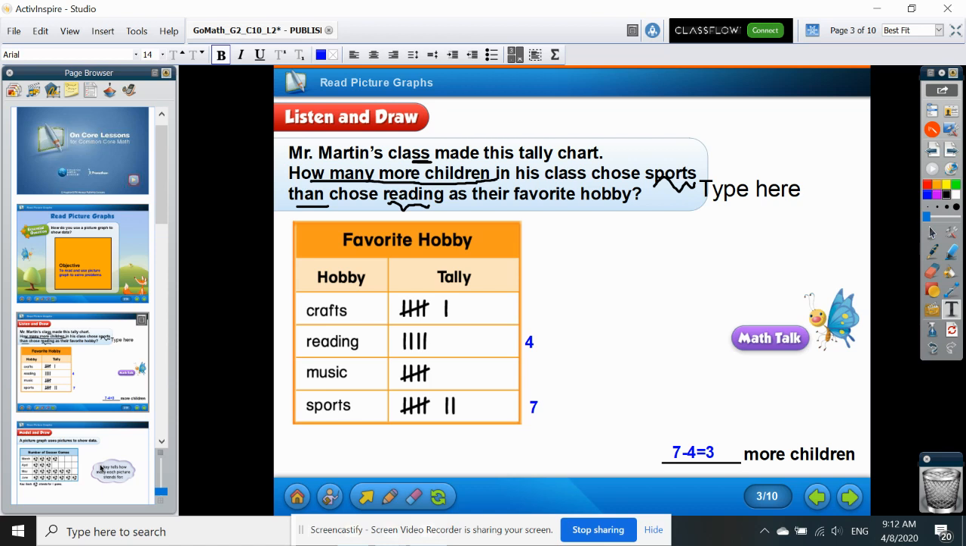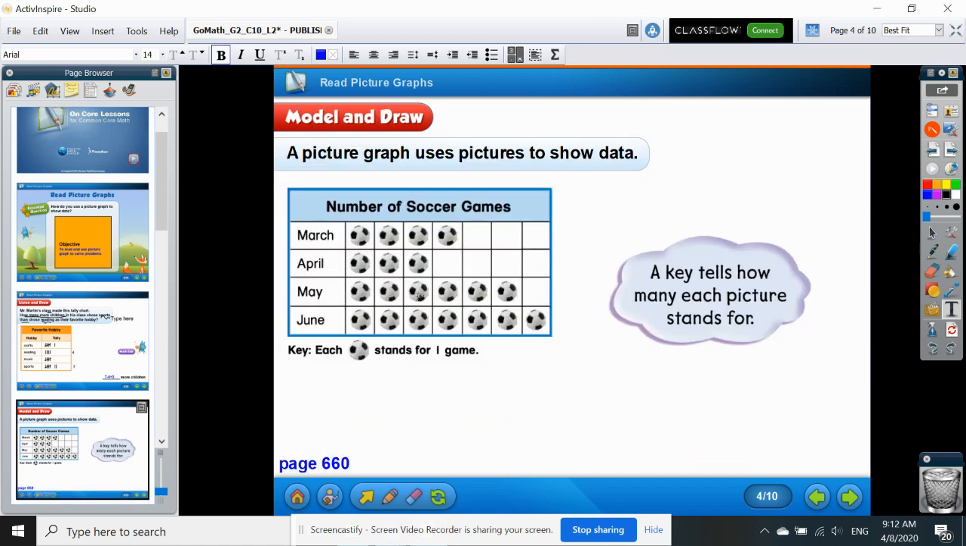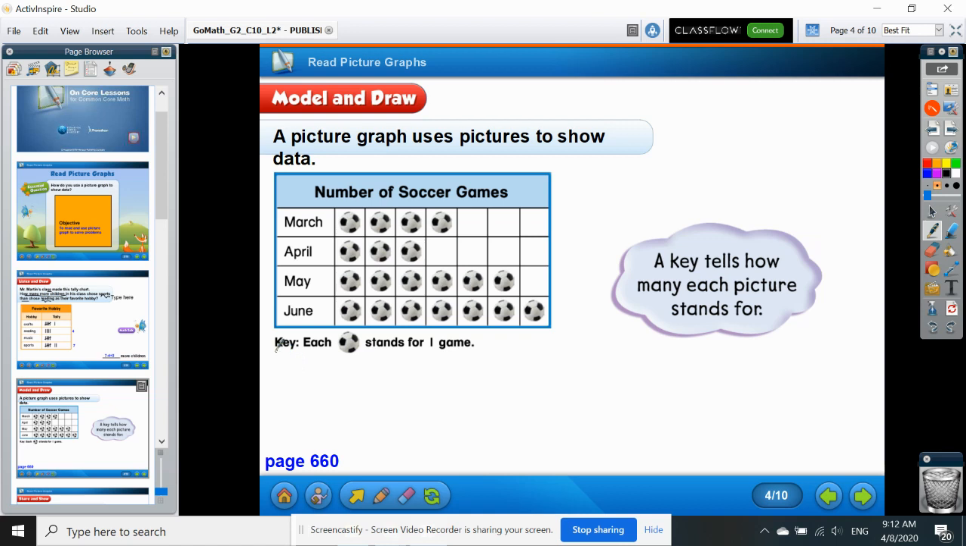Today, we will start with a new type of graph that's used to record our data. We will use something called a picture graph. A picture graph uses pictures to show your data. The picture graph, if you see here, has a title. You always have to read the title, and it has a key. The key is something very important that we have to read whenever we have a picture graph.